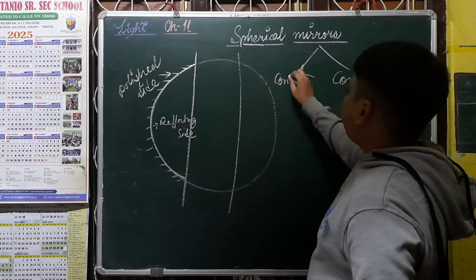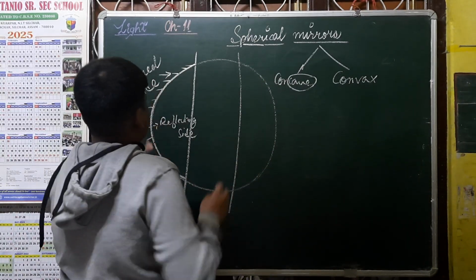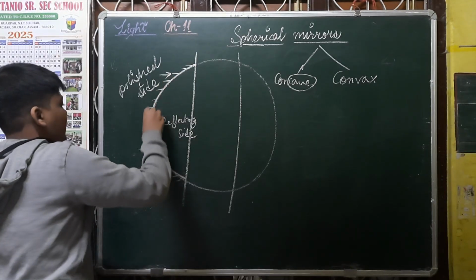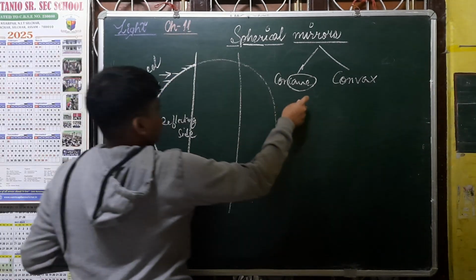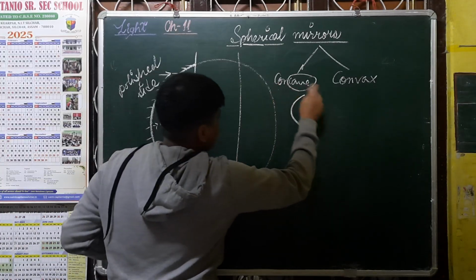The word cave means gufa. So this is the cave. What does the mouth of a cave look like? The mouth of a cave looks like this. So this cave shows the concave mirror.